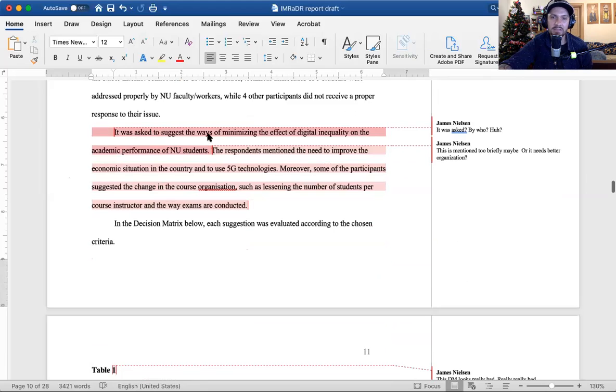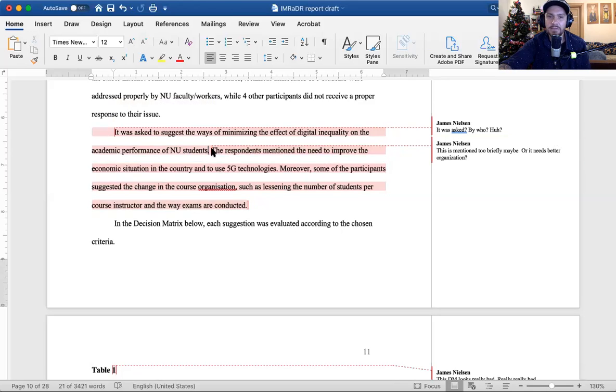It was asked to suggest the ways of minimizing the effect of digital inequality on the academic performance of NU students. I don't know who was asking. I don't know what is asking. I don't know if they're referencing a question that they asked. I don't know if the students were asking them or if they were asking the students. Okay, so just write sentences well there.